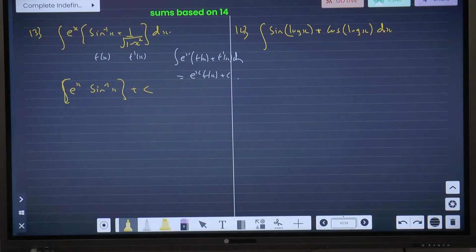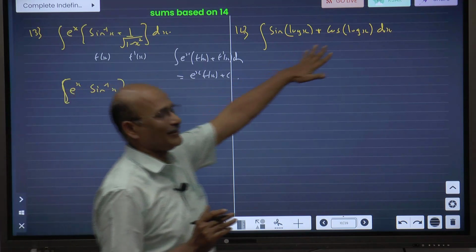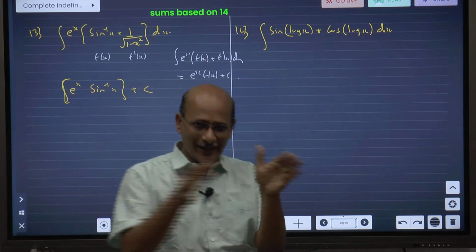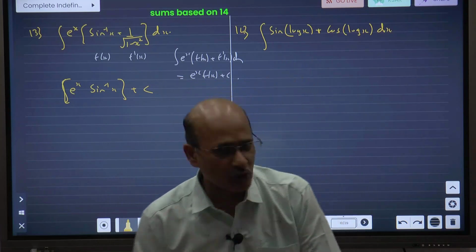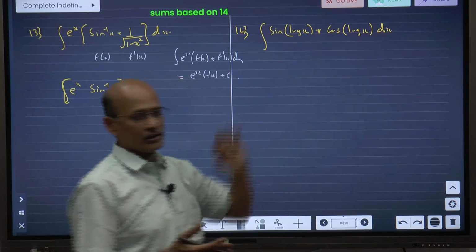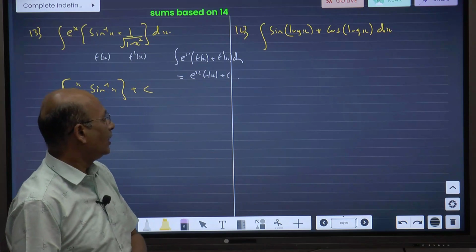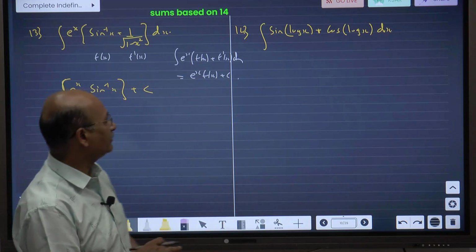Now let us take the next one. Here I can't give you any clue in this sum. There is no e, so I am not going to look at that pattern. So let us talk about long division, a core method. Long division is out of the question. Substitution is out of the question.